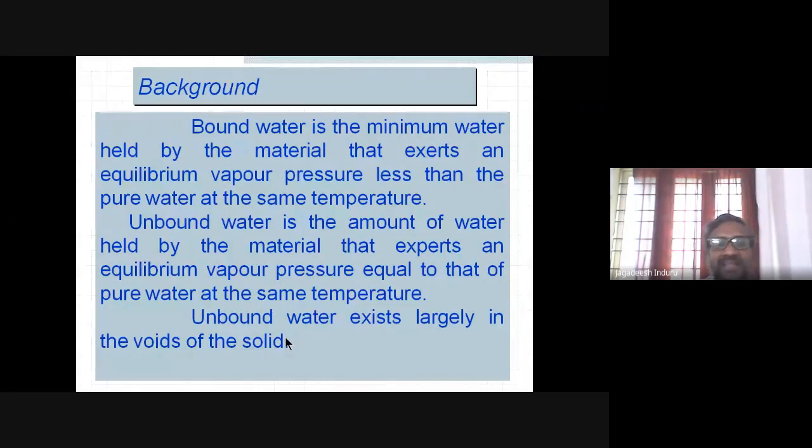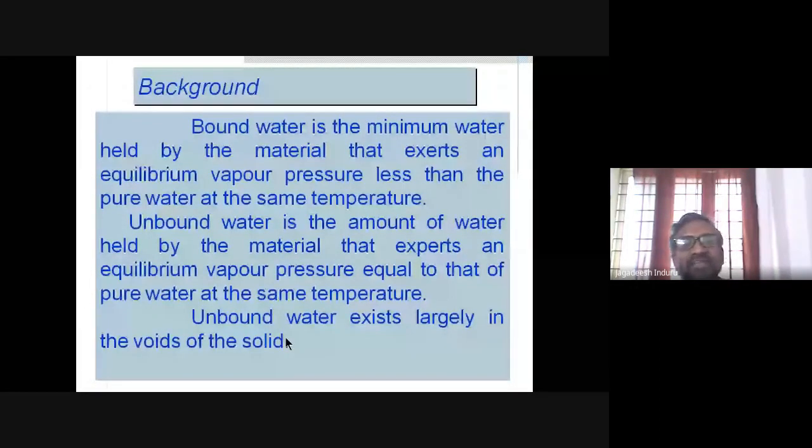The second one: as pharmacists, it is easy for us to deal with unbound water. Unbound means it is not having attractive force with the solids. It is present as if it is in a void; it is not bound anywhere. It is the amount of water held by the material that exerts an equilibrium vapor pressure equal to that of pure water at the same temperature. That is the reason there is no difference in pressure whether it is kept with the solid or without any solid. So the unbound water is easy to get evaporated and it is going to cause less trouble to us.